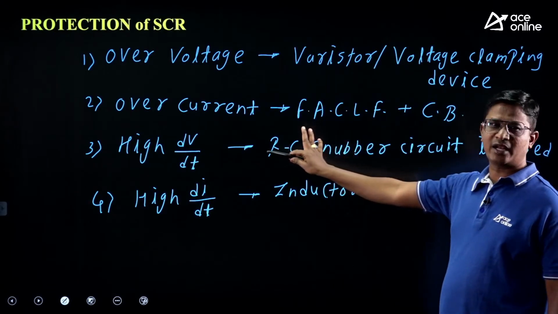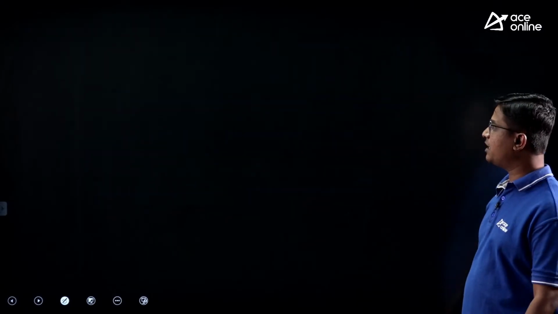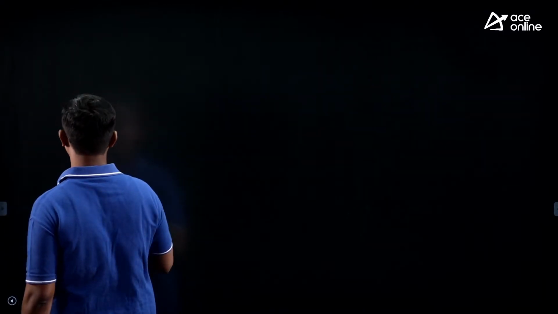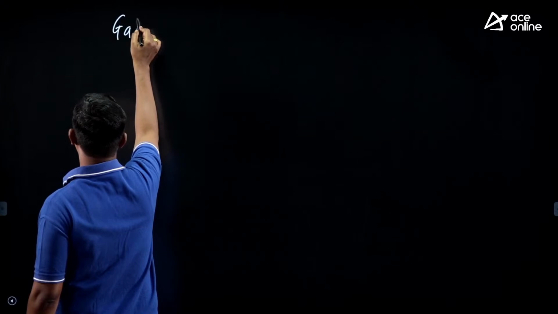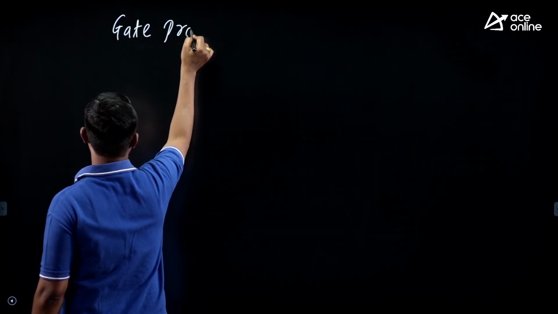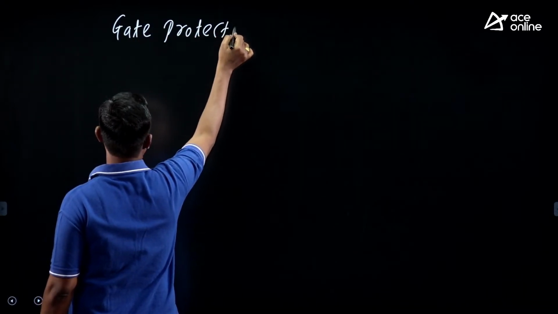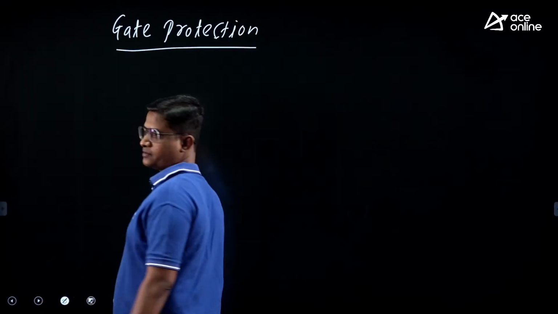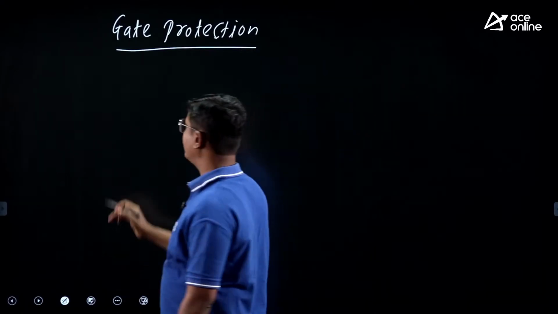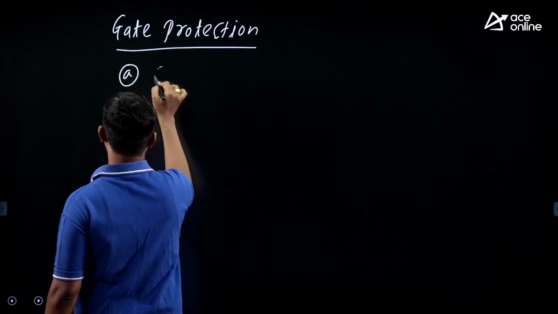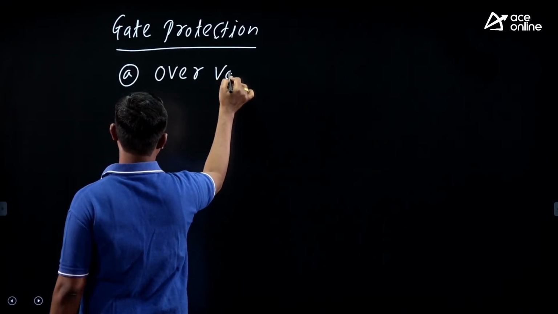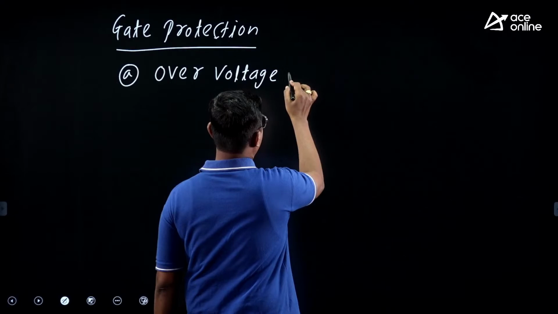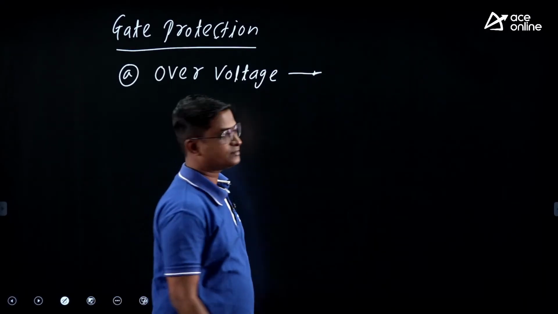Next, this is the anode cathode protection of SCR. Apart from that, we are protecting the gate cathode circuit of SCR also. It is known as gate protection. In the gate protection, we are providing over voltage protection. For over voltage protection, a Zener diode is used.